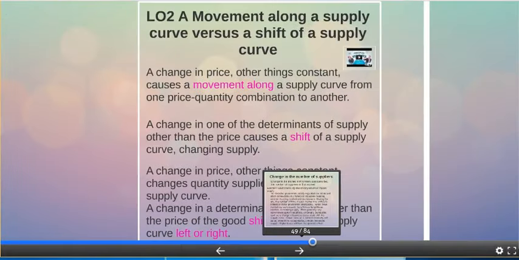Okay, learning objective 2, movement along a supply curve versus a shift of the supply curve. This is just like demand.